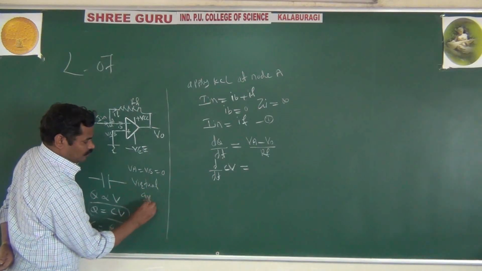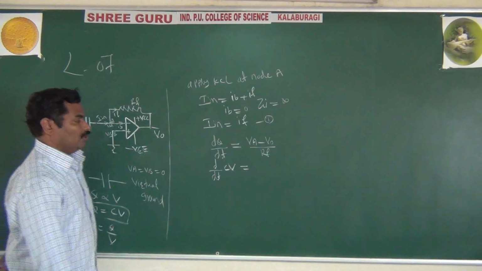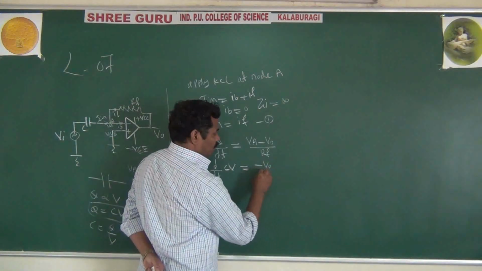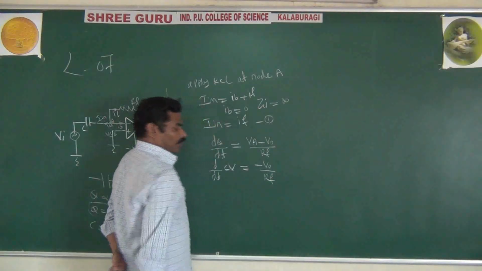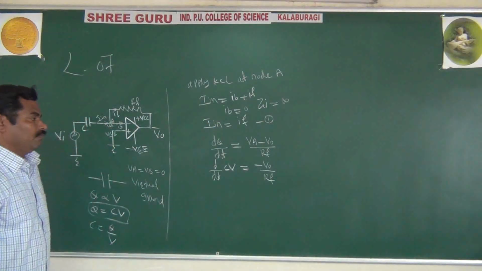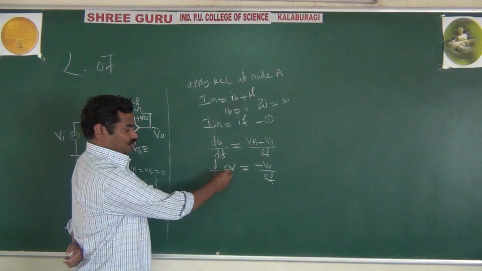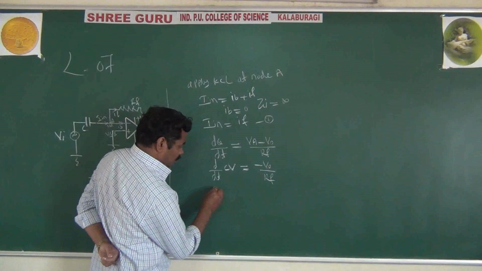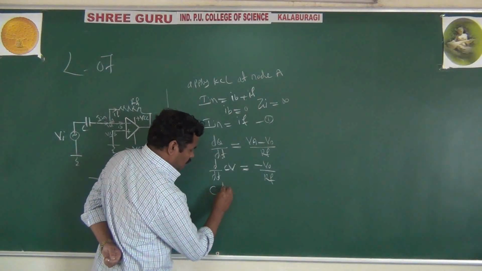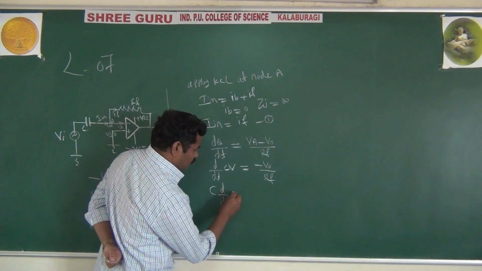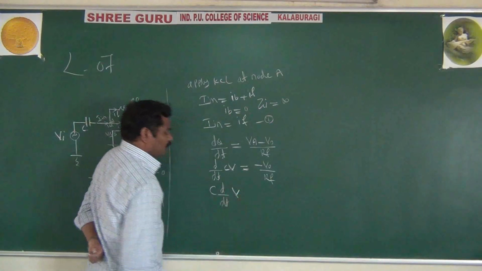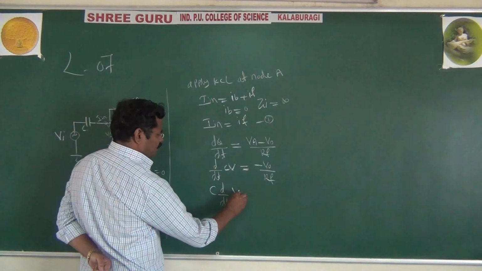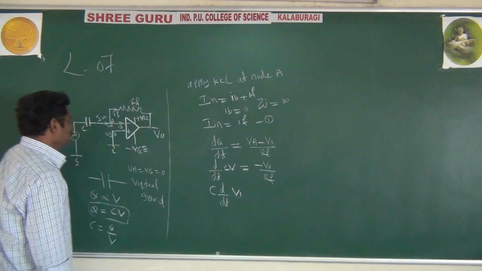As we know already, we studied it in detail. And here we get minus V0 by RF. Now you take C common. C is constant, so you take it outside. It becomes C into d by dt of V. And here the V is nothing but VI, because we are applying the input to the capacitor.